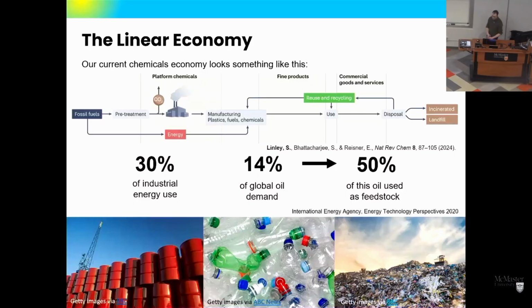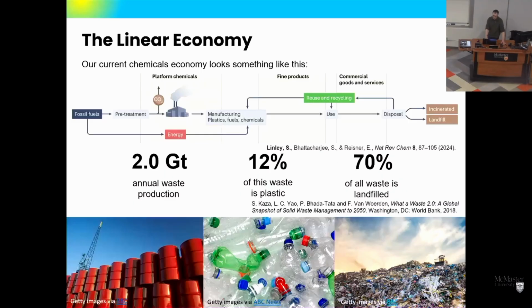The chemicals production industry comprises about 30% of global energy use, and about 14% of global oil demand. About half of that is used to produce the energy that is required for these processes, and about half of that oil is used directly as feedstock chemicals to make these products that eventually end up in landfill. There's been a lot of discussion over the past decade about introducing the idea of a circular economy, and that's something that perhaps solar reforming can play a role in.